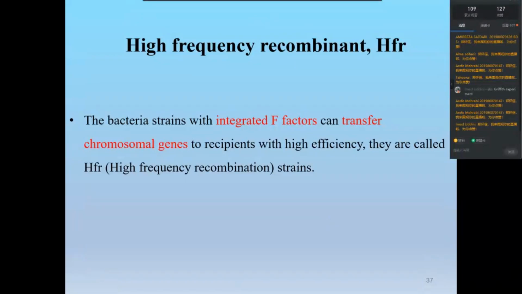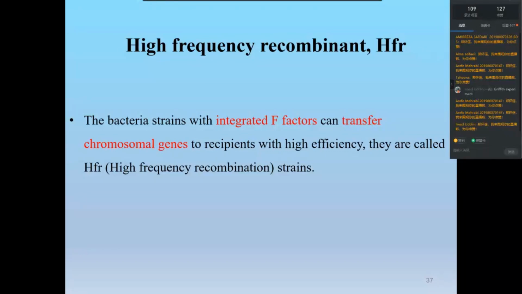Another term related to conjugation is called high-frequency recombinant strains. A high-frequency recombinant strain means a special situation in which the F plasmid, the F factor, is not an independent plasmid, but rather integrates its DNA into the chromosomal DNA. The bacteria carrying the integrated F factor can now transfer their chromosomal genes to recipient cells with high frequency.